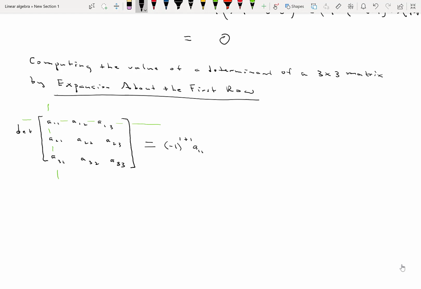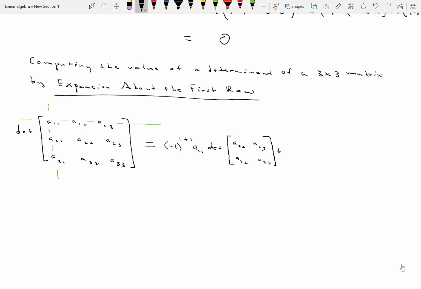Then I'm going to multiply by the determinant of everything that doesn't have a line through it. So times the determinant of the matrix whose entries are A22, A23, A32, and A33. Okay, so let's move it along.